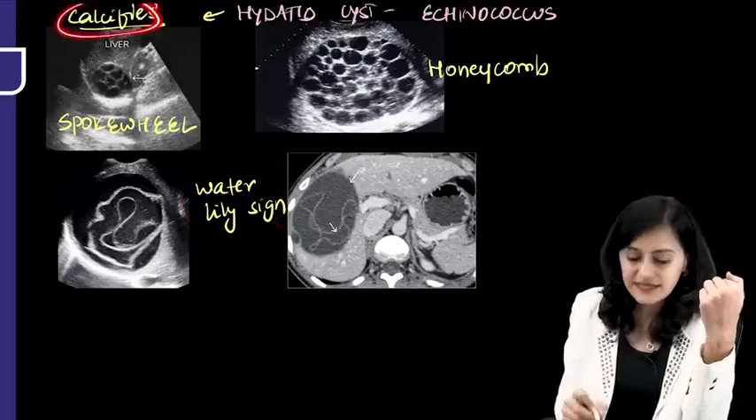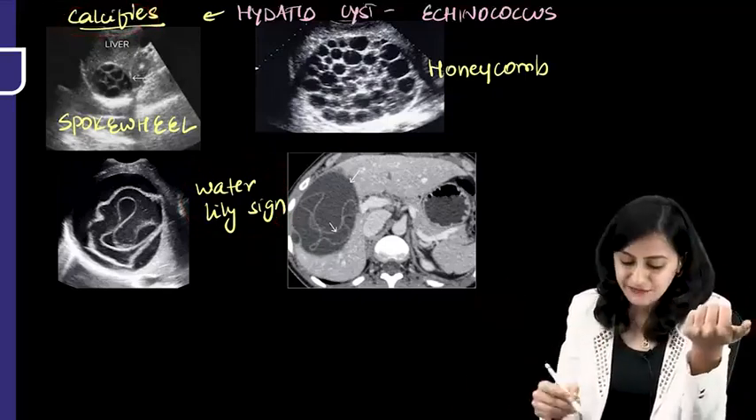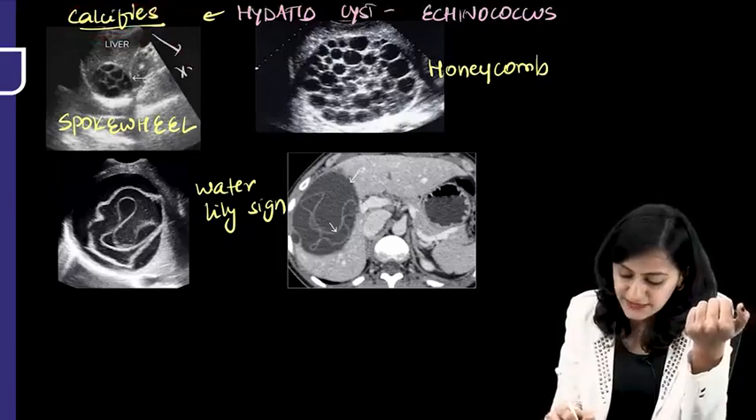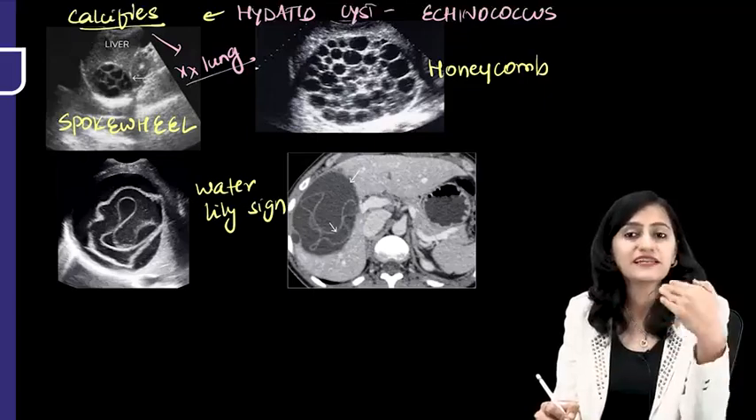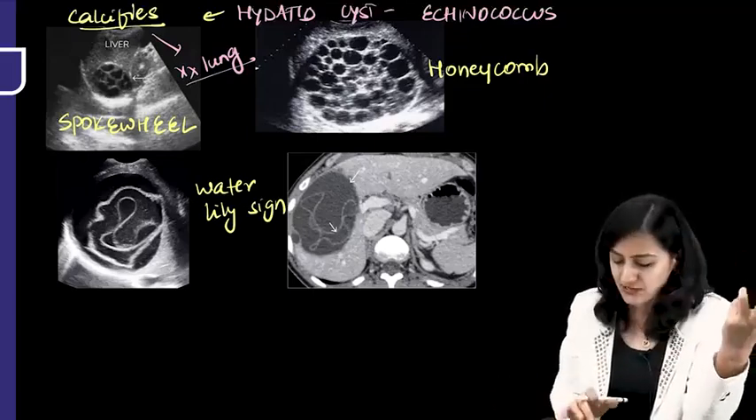So this hydatid cyst later on in the last stage it calcifies. In which organ the hydatid cyst does not calcify? It does not calcify in the lung because of the continuous movement of the lung. There is no calcium deposit.